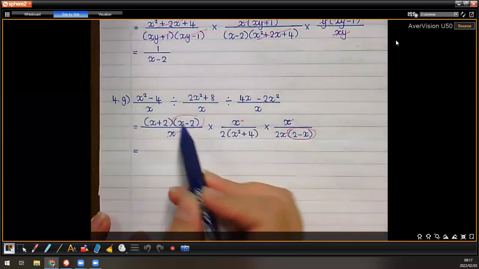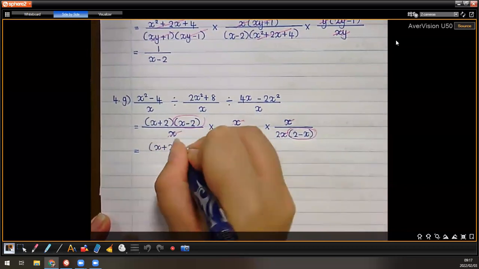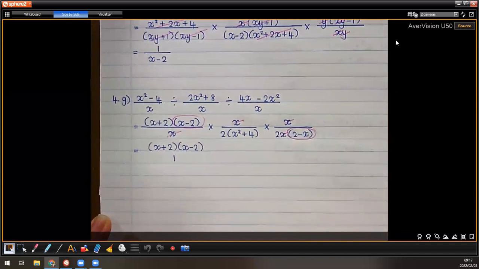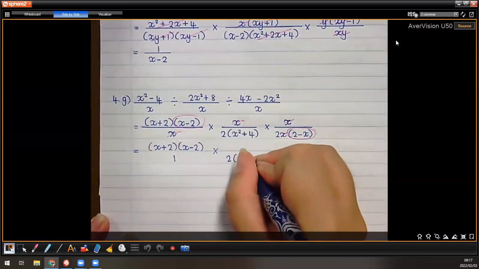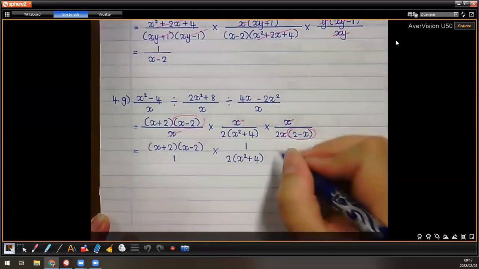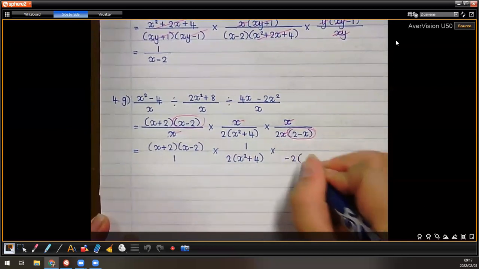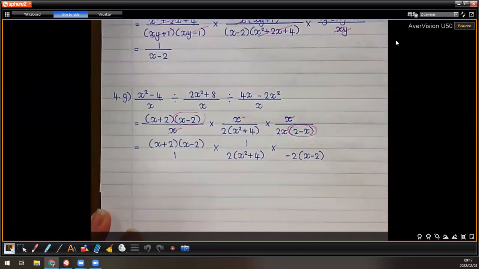Okay, now here we're left with, and I'm actually just going to rewrite the whole thing. You could kind of do it in your head if you wanted to, but I'm left with that over 1 times 1 over 2 times x squared plus 4, right? Times, now this I need to change to a negative 2 so that I can change that bracket to an x minus 2. Okay, and I need to cancel out that x.